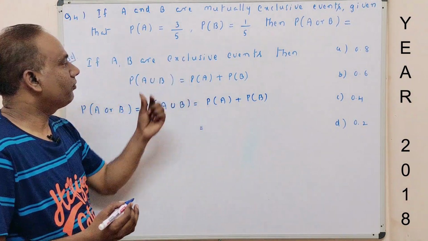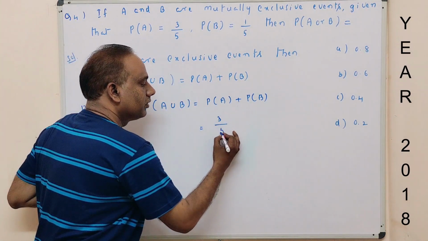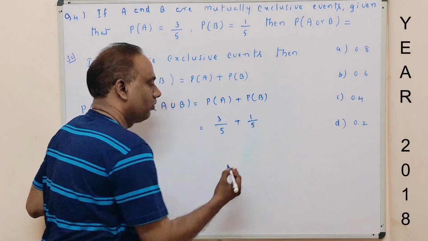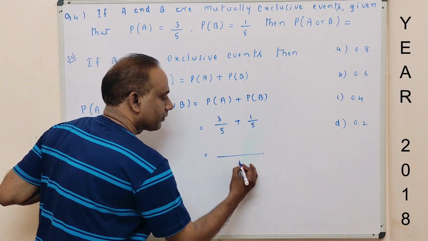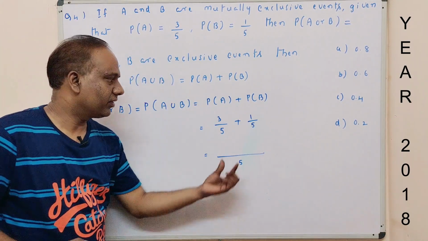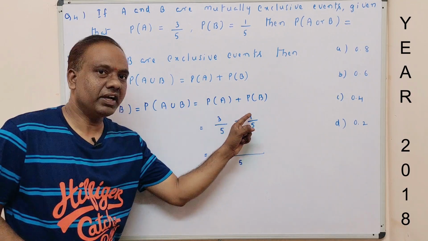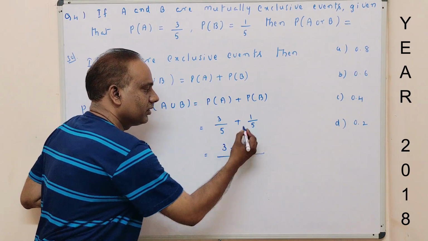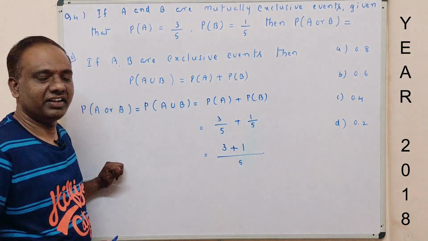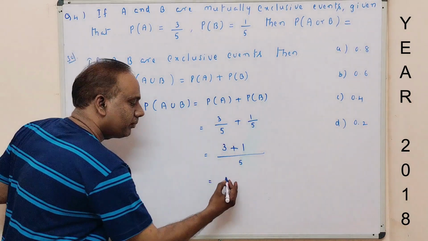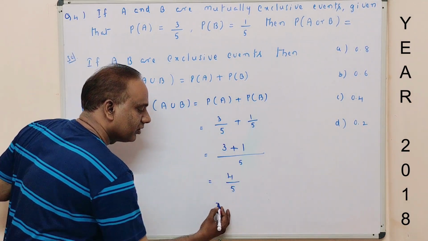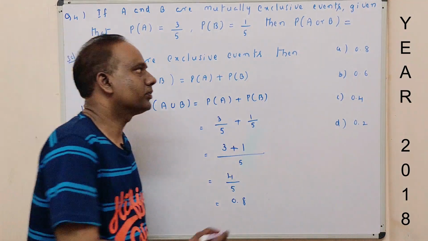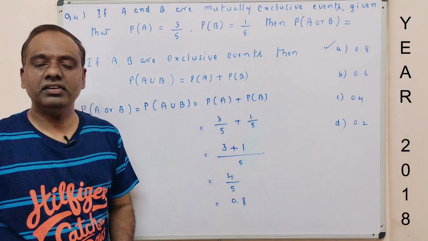So here P of A value is 3 by 5 plus P of B value 1 by 5. Here the LCM is 5, so the LCM is the same now, and we can add the numerators directly. That means 3 plus 1, which is 4 by 5. So 4 by 5 means 0.8. So here option A is the correct answer.